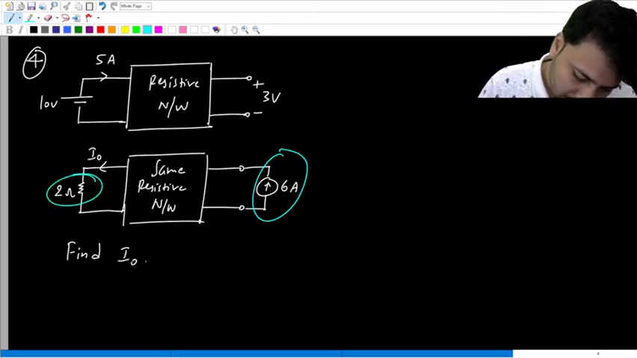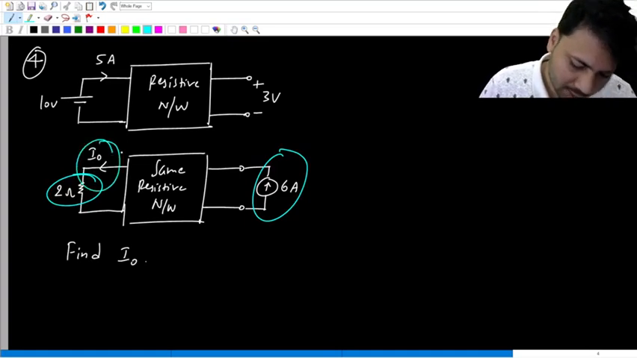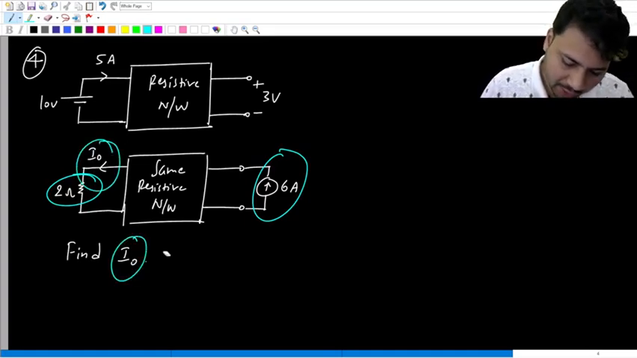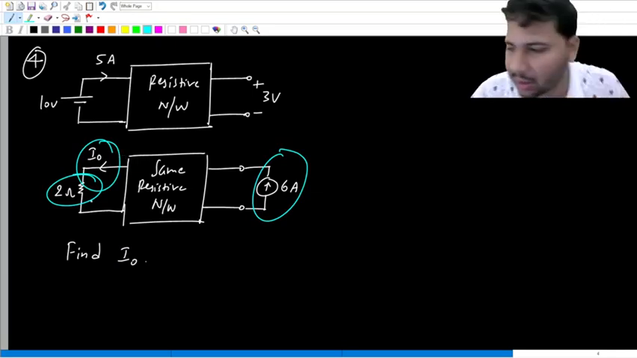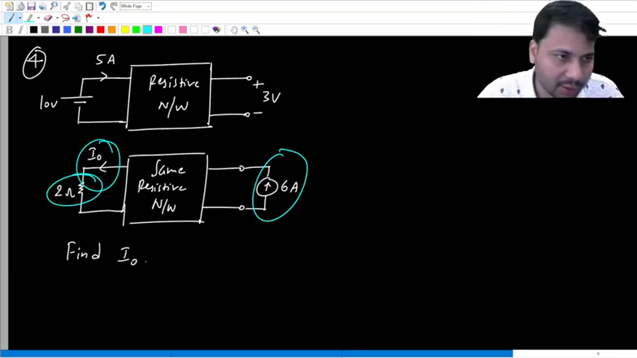Okay. And then the current through this 2 ohm resistor is what? Some I0. The question is what? To find I0. So first of all, you should understand that there is not a straightforward application of the reciprocity theorem.